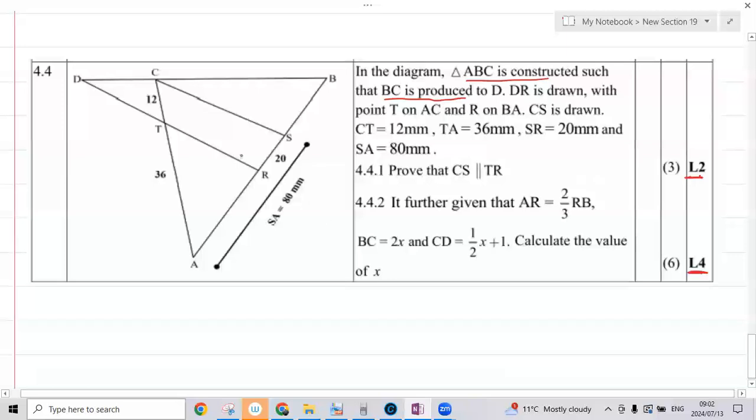Now let's go make sure we have all of those values in there, right? So what's important for us to take note of here, they're giving us all of these values, and they want us to prove that CS is parallel to TR in the first question. Now, remember that this will open up for us an opportunity to look at the converse of the proportionality theorem. If we can prove that the sides are in proportion, then the line dividing those sides in the triangle must be parallel to each other. Okay, so just have a look and think about that.